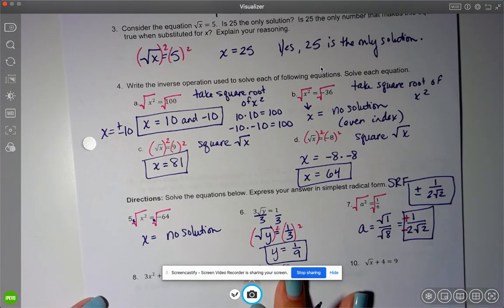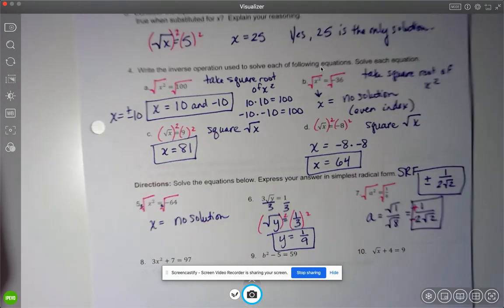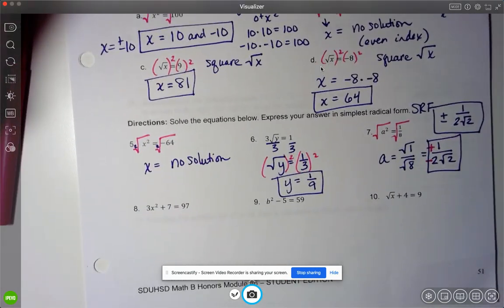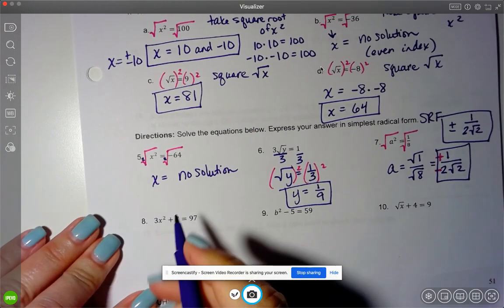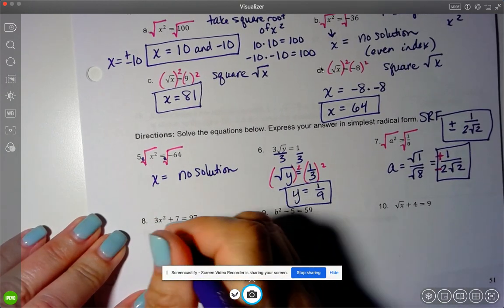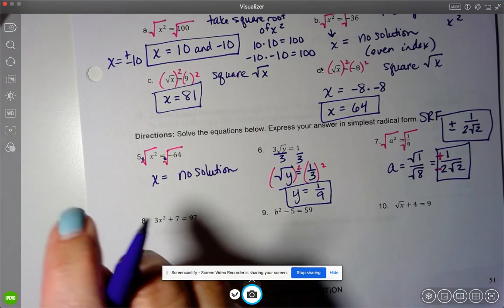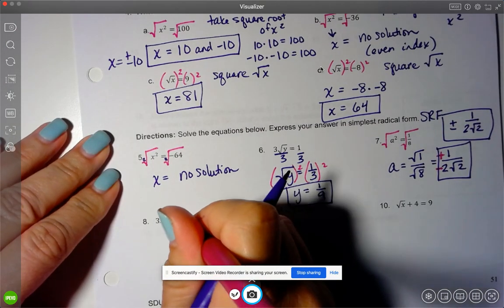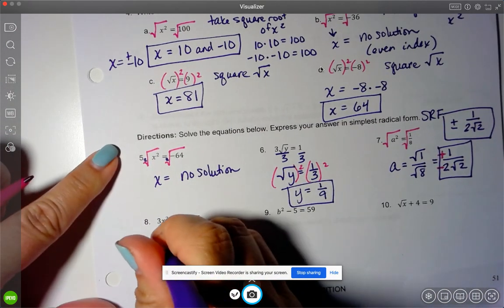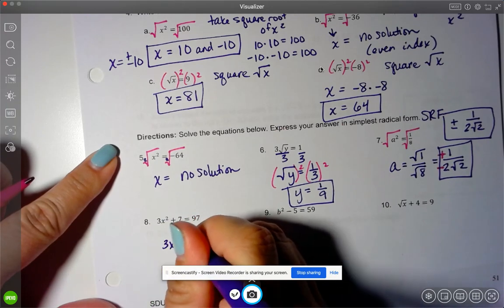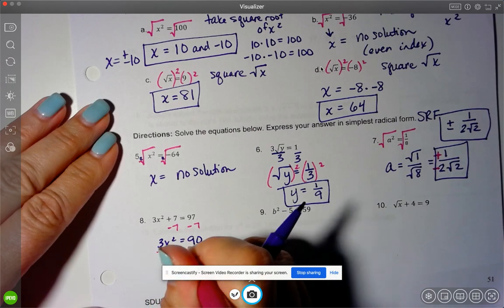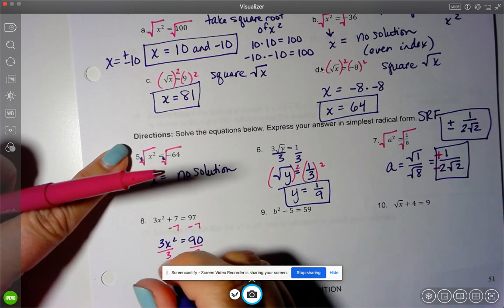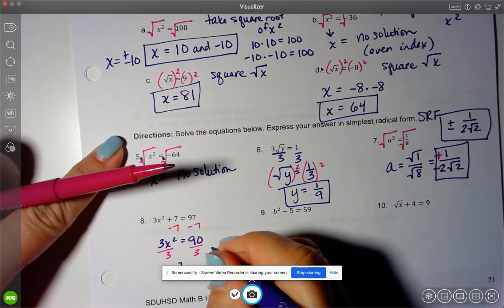Okay, for number 8, let me adjust my camera a little bit. Okay, I want to get the x squared by itself first. So I'm going to go ahead and do inverse operation of addition, which is subtraction. So I have 3x squared equals 90. And then divide by 3, inverse operation of multiplication. So x squared equals 30.